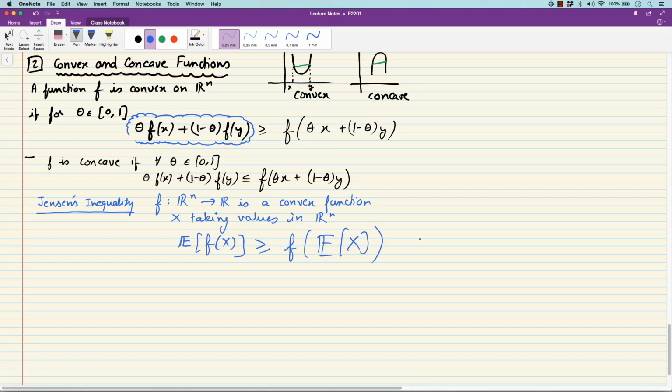That's Jensen's inequality. So here are some examples of convex functions. X square is a convex function. In fact, all linear functions are both convex and concave. All monomials like x2, x3, x4 are all convex. And a good example of a concave function is square root x maybe. But more importantly for this course, one very important concave function is log x. Okay? Log x is a concave function.